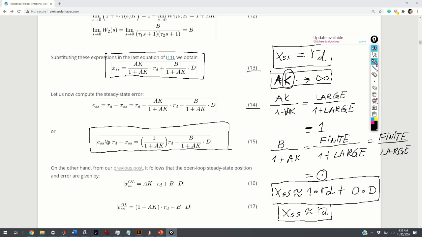Let us confirm this by analyzing the error. Let's see what happens with the first term. Well, the first term is 1 over 1 plus AK. So, once AK is increased, this becomes 1 over 1 plus a large value. If AK is very, very large, this becomes approximately 0, right? So the first term tends to 0. How about the second term? We analyzed the second term and concluded it also goes to 0. So ESS, when the product of A and K is large, approximately tends to 0.